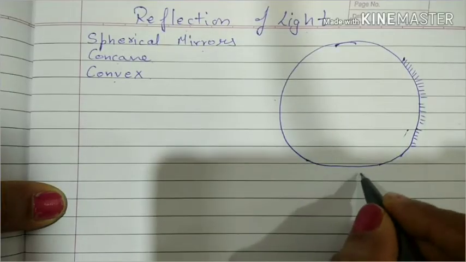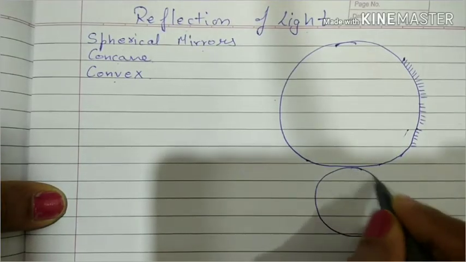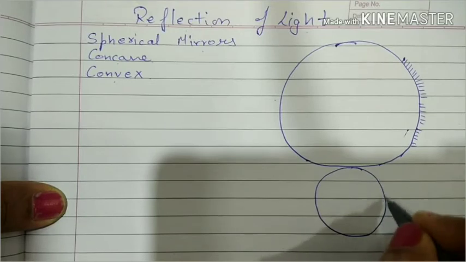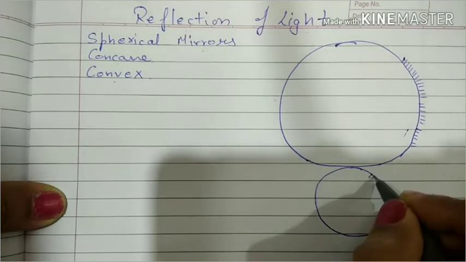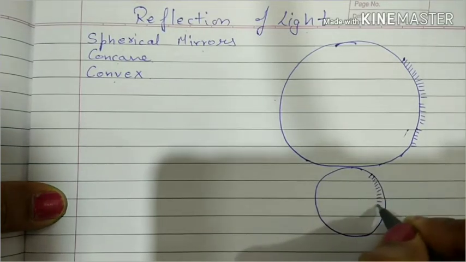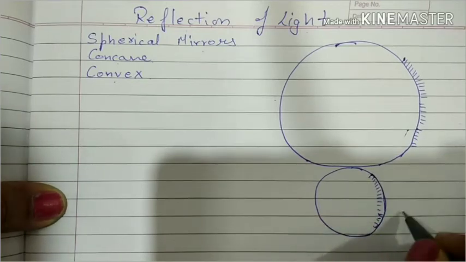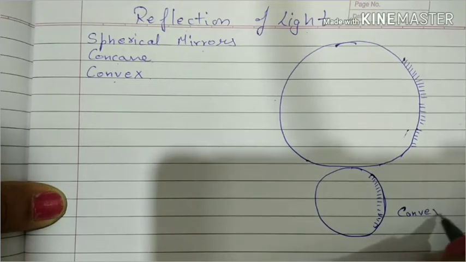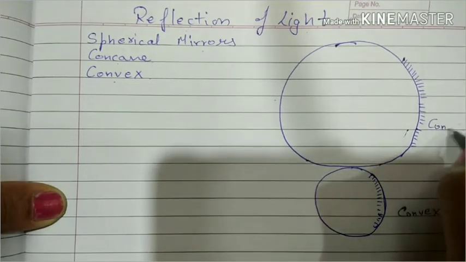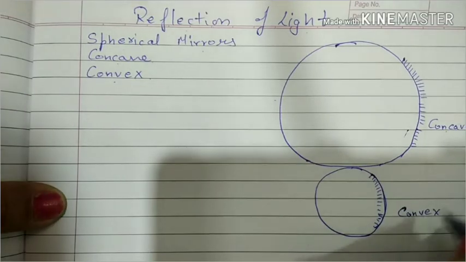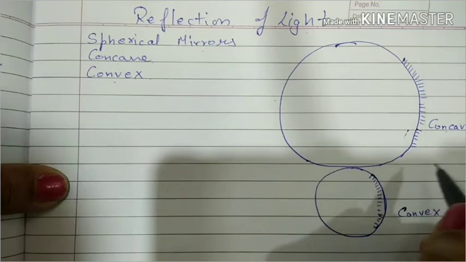Now if we have another sphere where the outer surface is the reflecting, then this is the opaque part of it. So this surface is the reflecting. In this case, this is called the convex, and this is called the concave mirror. So concave and convex mirrors, we need to remember that these are part of the bigger spherical mirrors.